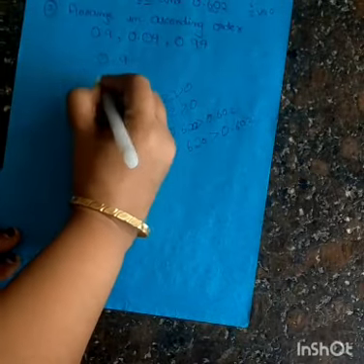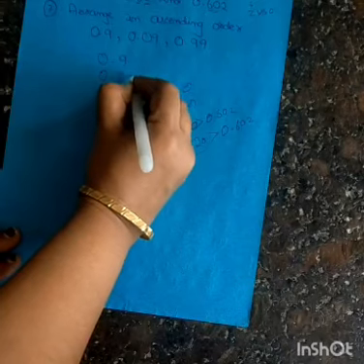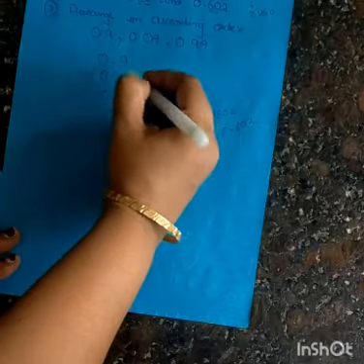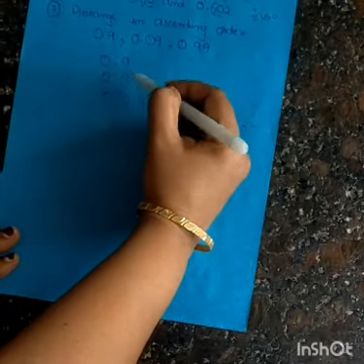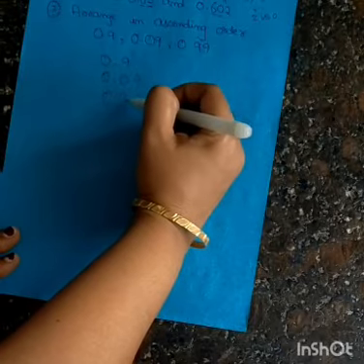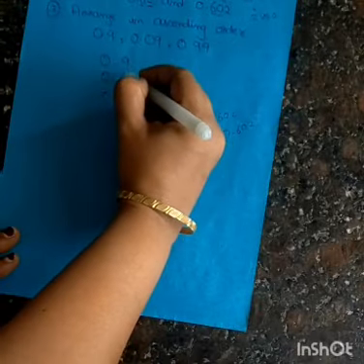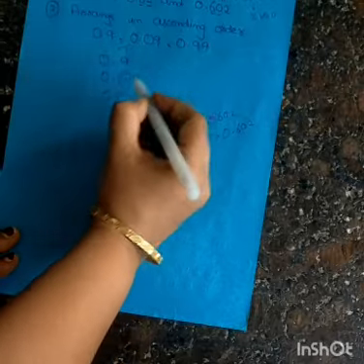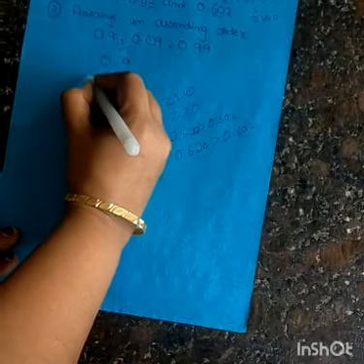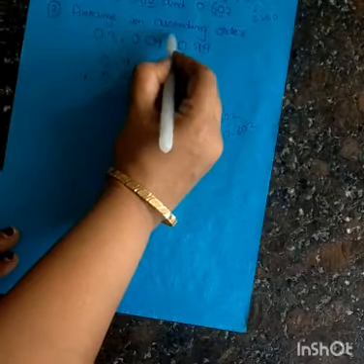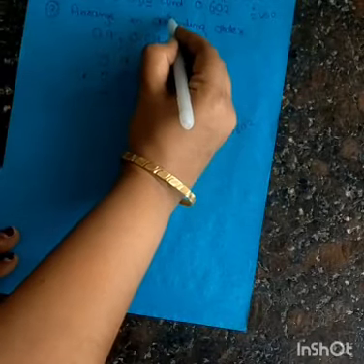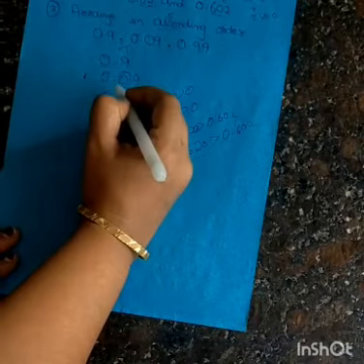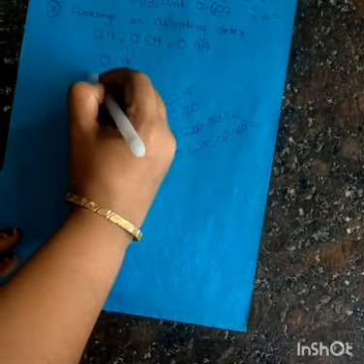0.9, 0.09, 0.99. Now we start to compare the places. In 10th place, we have the same numbers here, but 0 is in the 10th place, the lesser value is 0. Ascending means what? Smaller to bigger. So in ascending order, 0.09 will be the first number.